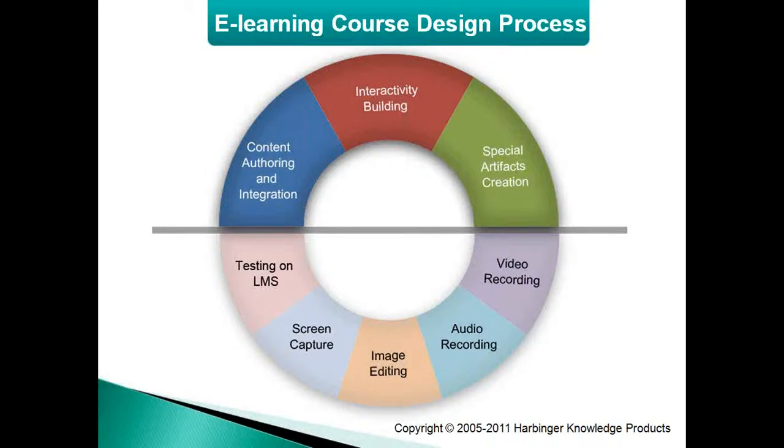A good place to start is below the horizontal line, where you have process elements like screen capture, image editing, audio recording, video recording. These are the various things you do to create the multimedia assets. And then you go on to creating special artifacts such as avatars or simulations or quizzes. You go ahead and build interactive elements, so these could be rollover diagrams or scenarios or what have you. And then you have content authoring and integration, where you put it all together, and finally you put it up on a learning management system and test how it is working.